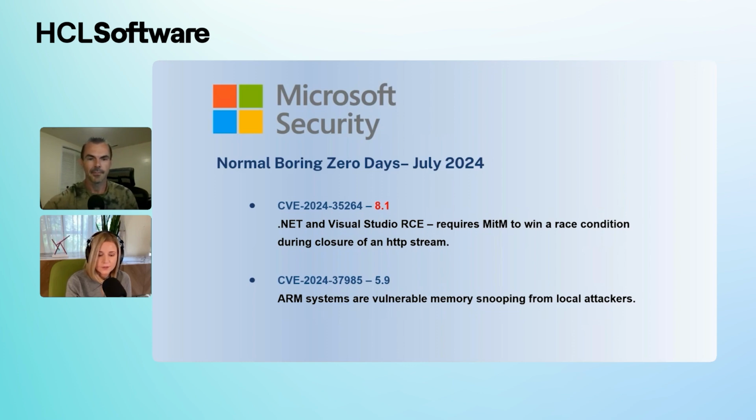Thank you. Yeah, and then just a detail on the ARM system memory snooping one. So that's on systems that have ARM hardware, and I'm sure this is going to show up in the Linux space as well. But a local attacker can see what's in memory. So that's a pretty heavy information disclosure vulnerability. That's stuff like passwords, credit card information, right? Anything that an application can read, a local attacker can read as well on ARM boxes until this is closed. Okay.